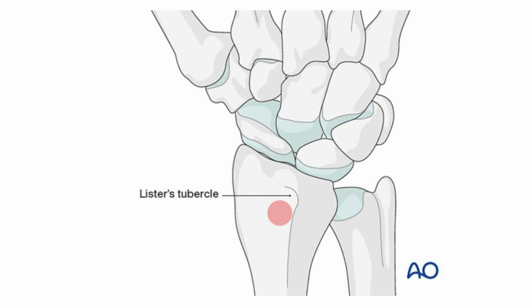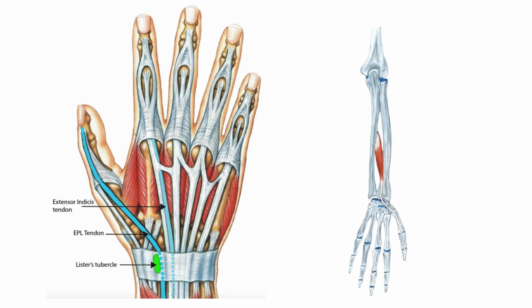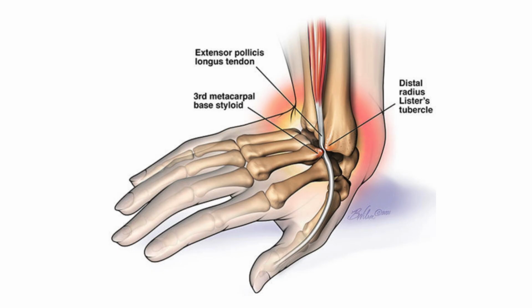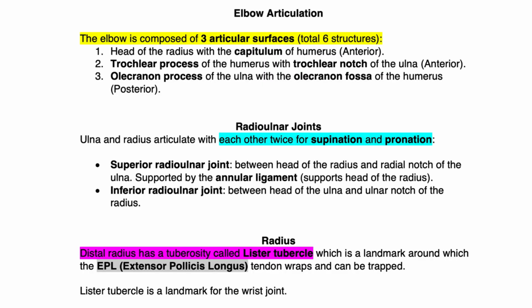This bony prominence acts as a pulley for the Extensor Pollicis Longus, EPL, tendon. Clinically, this is significant because the EPL tendon wraps around this tubercle and can become trapped or even rupture following distal radius fractures. That concludes this lesson.